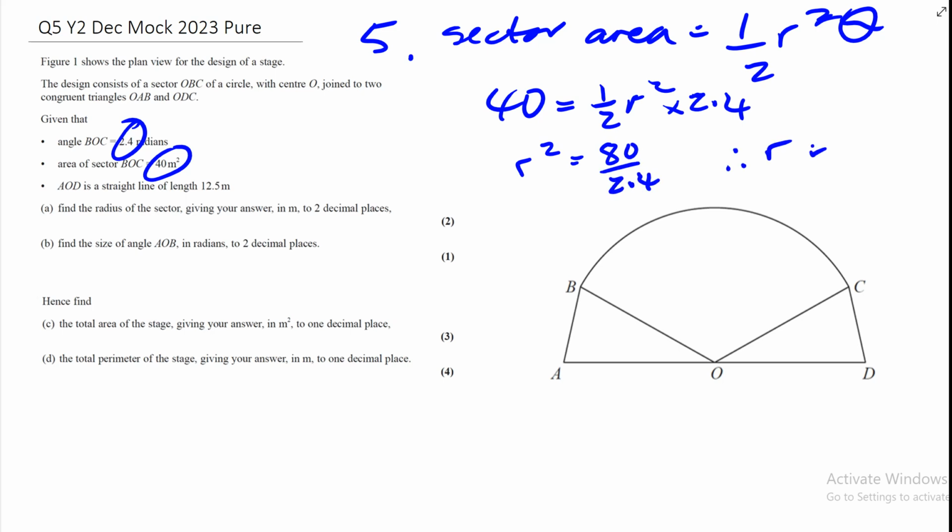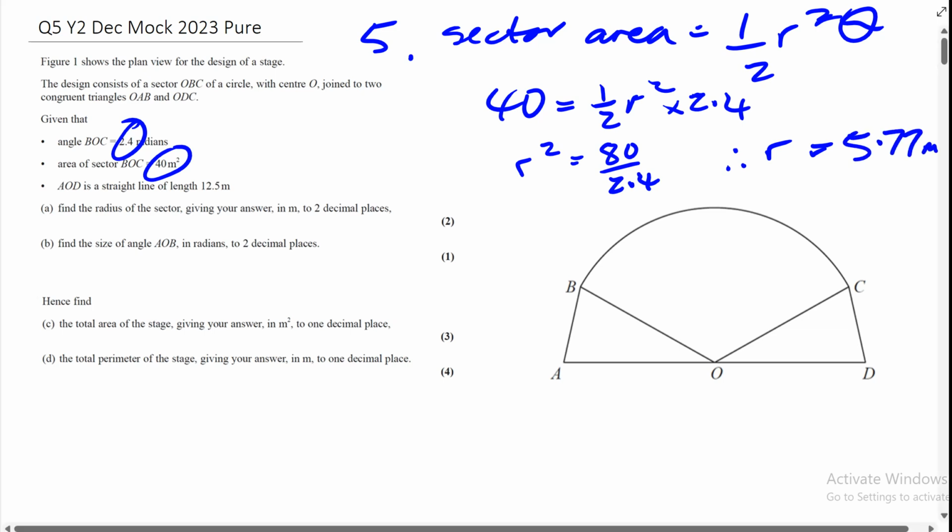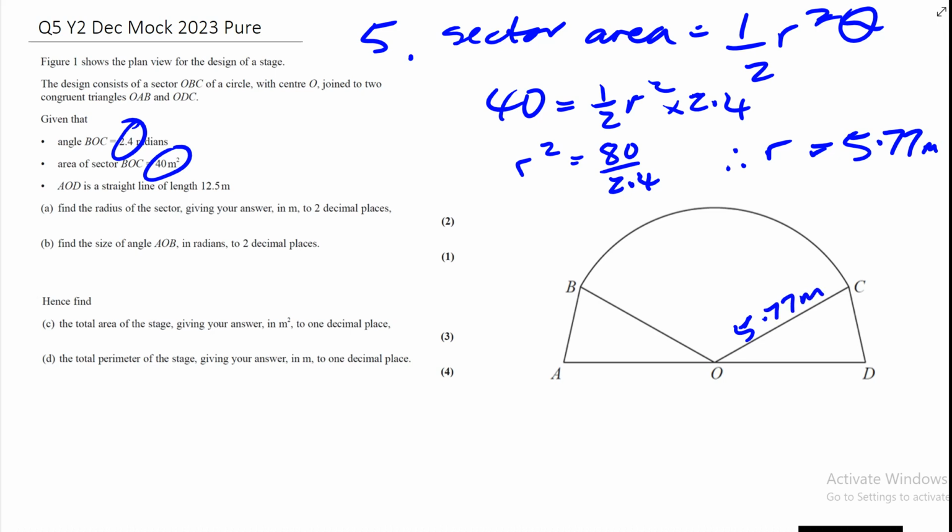So therefore R will equal 5.77 meters. So it's a good idea to mark that on the diagram. 5.77 meters here, 5.77 meters here. It's worth noting that this side and this side are not the same length. If it was a semicircle, then they would be. But because this side is straight, these are not the same length here.